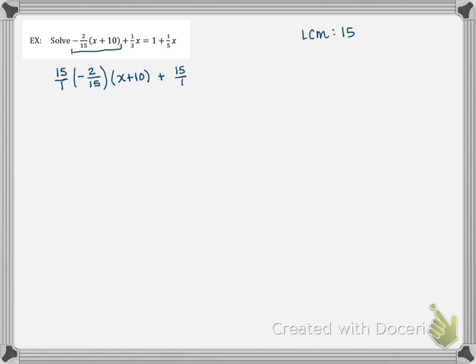So now we have 15 times 1/3 x equals 15 times 1 plus, whoop, I missed one, 15 times 1/5 x. Okay, you guys simplify from there and solve away.